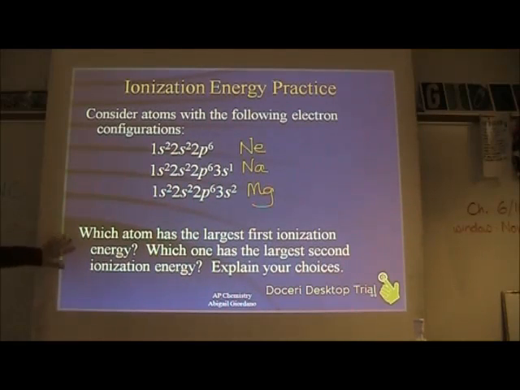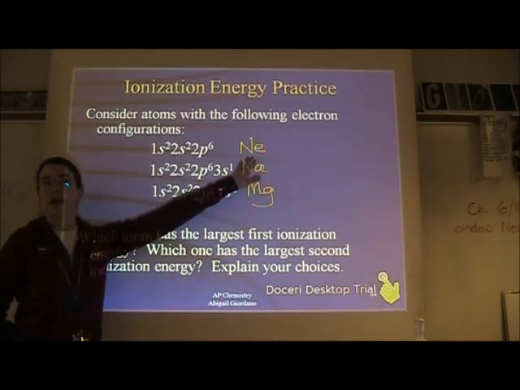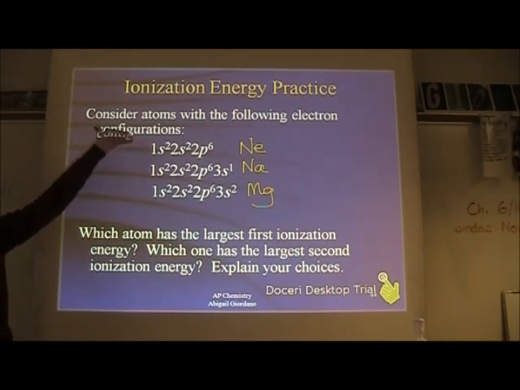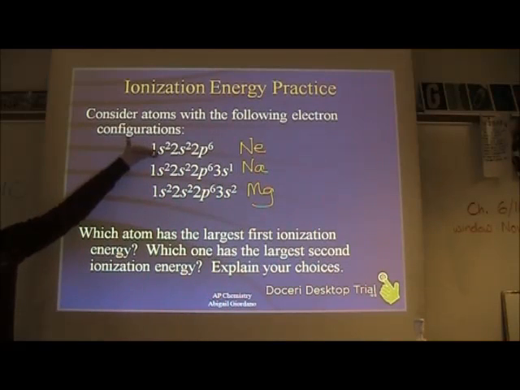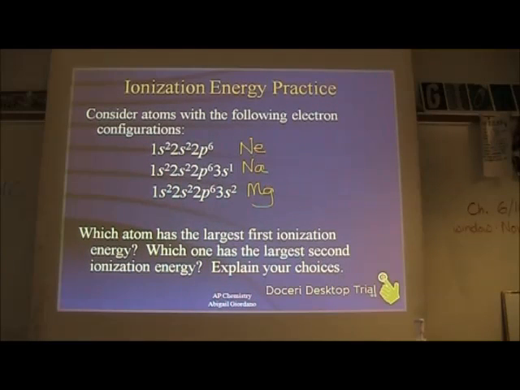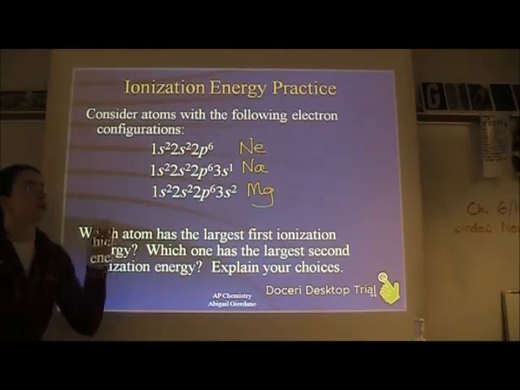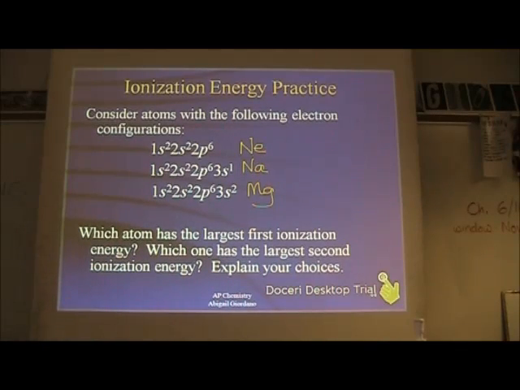The answer to the first question is neon. And all you have to say is that it takes the most amount of energy to pull an electron from a full, not just full sublevel, from a full energy level. And that's all you have to say. Neon requires the largest first ionization energy because it requires a great deal of energy to remove an electron from a full energy level.